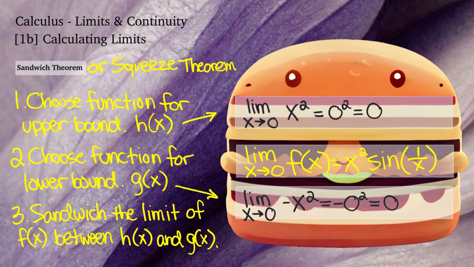0. Same idea. Since g of x is less than or equal to f of x, and f of x is less than or equal to h of x, then the limit of g of x must be less than or equal to the limit of f of x, which must be less than or equal to the limit of h of x. Therefore, the limit as x approaches 0 of f of x must be 0.